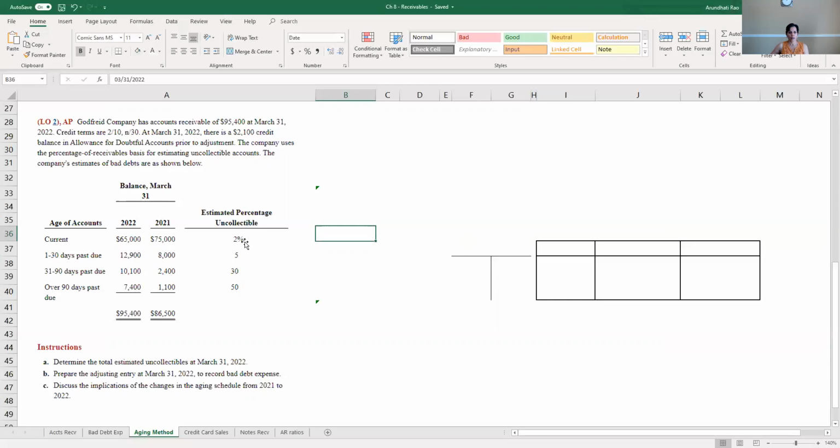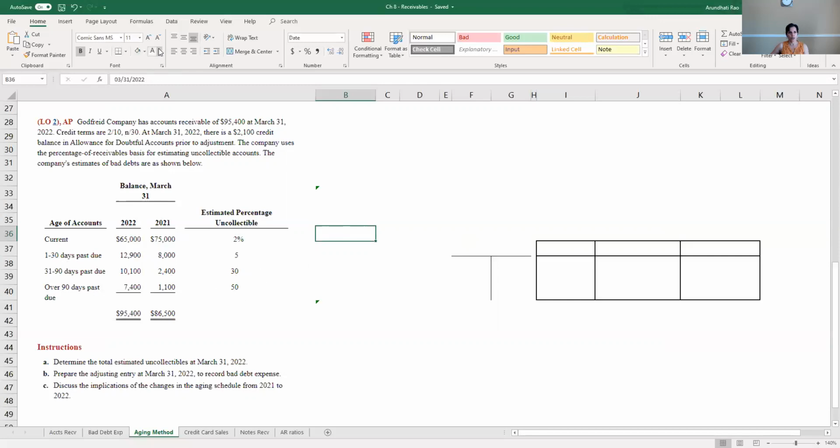So we estimate that of the ones that are current, 2% are likely to go bad. The second category, we say 5%, your risk is higher. You go to the third category and they say 30% are likely not to pay me. And in the last one, if it's over 90 days, 50% of them are not likely to pay me. So what we're saying is not all the receivables on that due date are the same in terms of risk. So we have, based on past experience, come up with this risk factor.